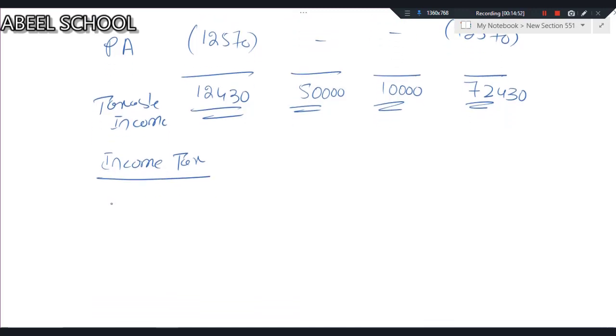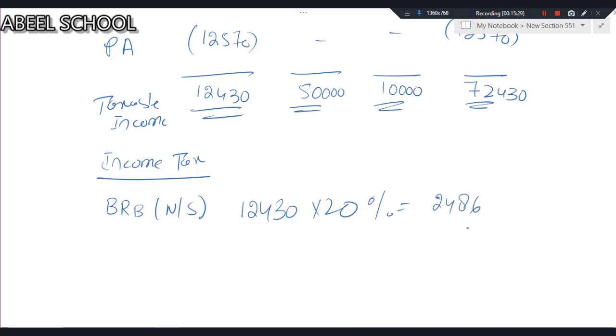Let's calculate income tax. Basic rate band, non-saving, obviously 12,430. The entire taxable income falls in basic rate band, which is 12,430 into 20%. So 12,430 into 20% is 2,486. Okay.